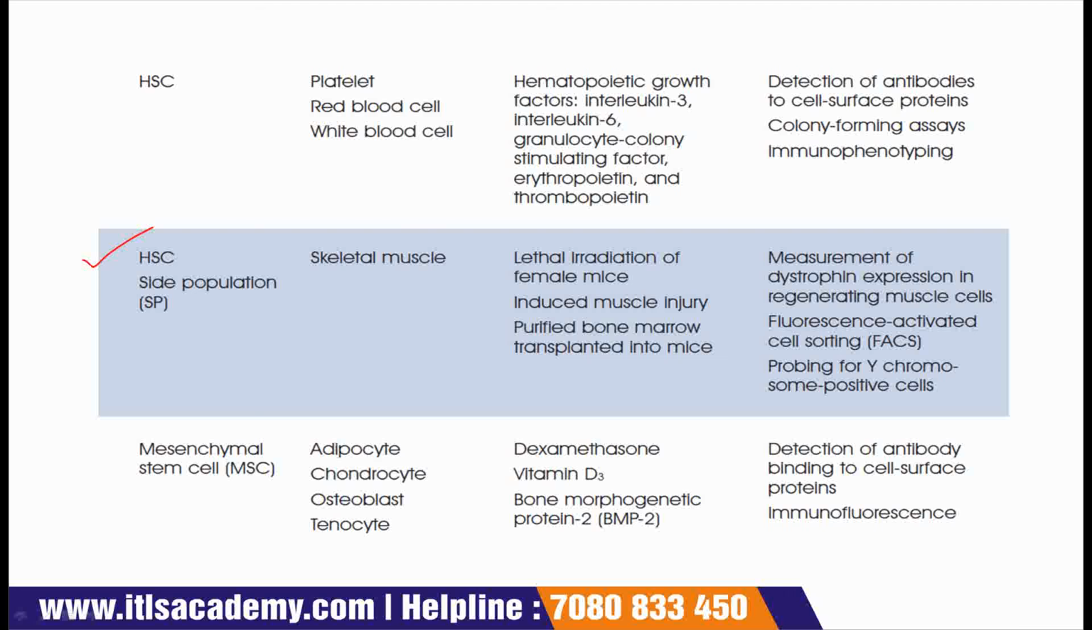Next is hematopoietic stem cell side populations. The cells developed from side populations will be skeletal muscles. Conditions will be lethal irradiation of female mice, induced muscle injury, and purified bone marrow transplanted into mice. For the characterization, measurement of dystrophin. Dystrophin is a kind of protein that is used for a particular kind of expression detection. So here will be measurement of dystrophin expression in regenerating muscle cells.